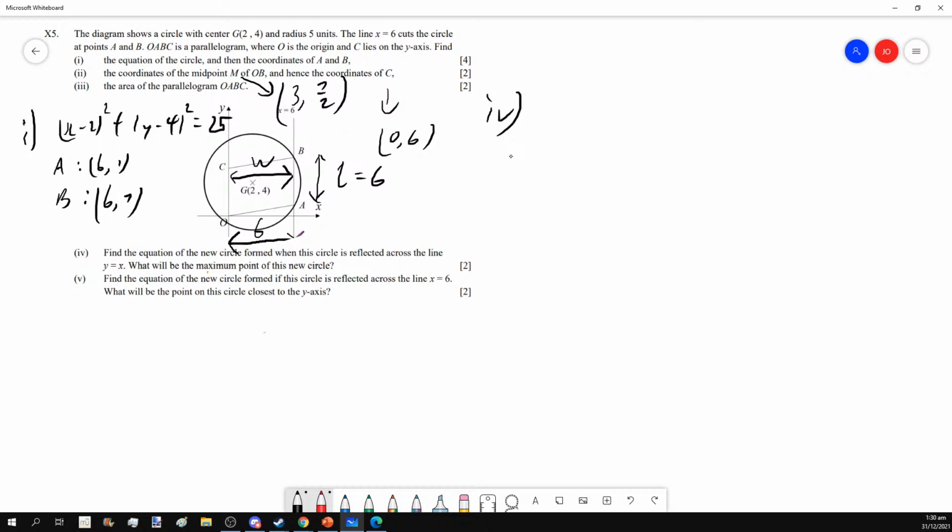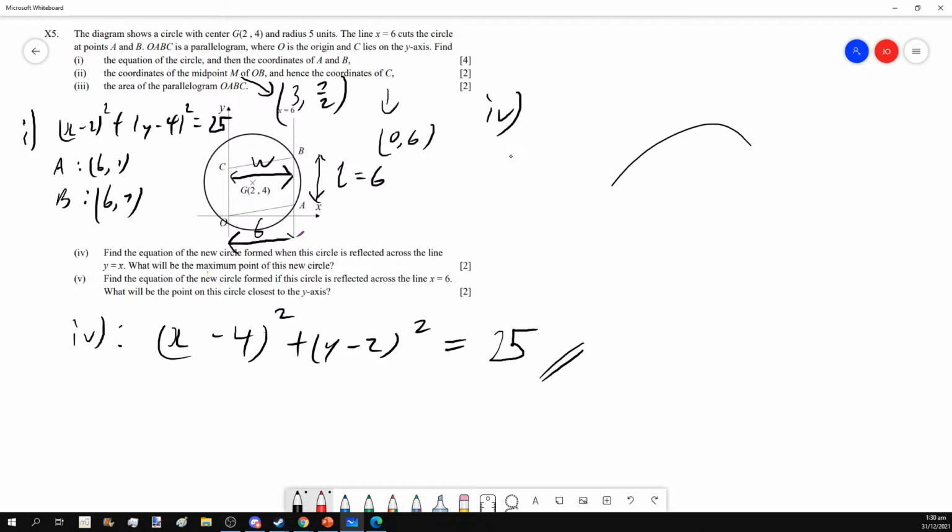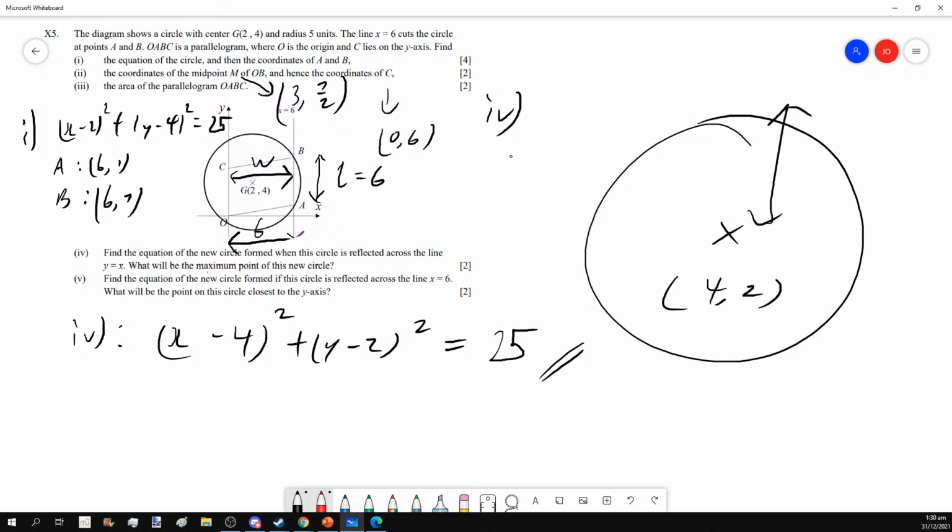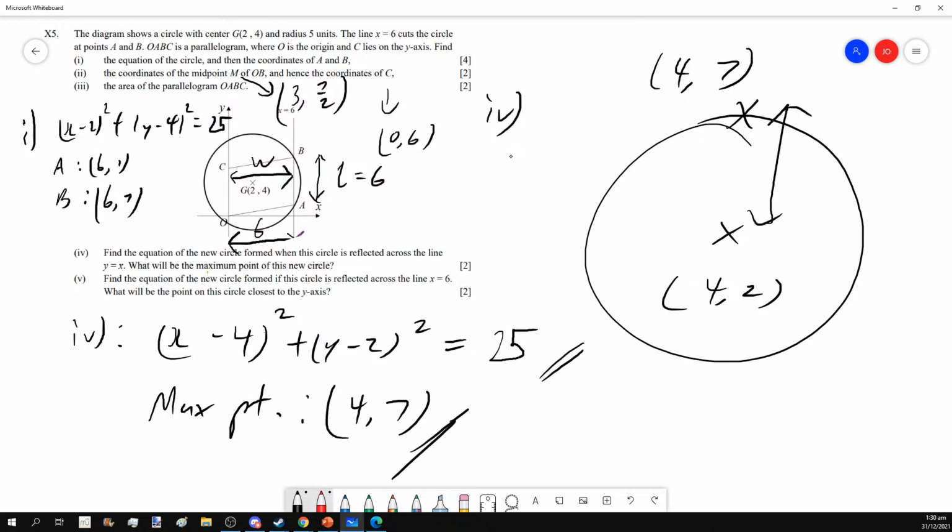And therefore, the center will simply swap from 2,4 to 4,2. In other words, we should expect x coordinate of 4, y coordinate of 2. Having said that, however, the radius, thankfully, will still be the same. So we can expect a radius of 5, i.e. the right hand side will be 25. Now the question asks, what is the maximum point of this new circle? So you can imagine for yourself a circle. The center is at 4,2 and the radius is 5. So you can travel 5 units up, and this maximum point at the top will be 4,7. So the maximum point will be 4,7. And we are done.